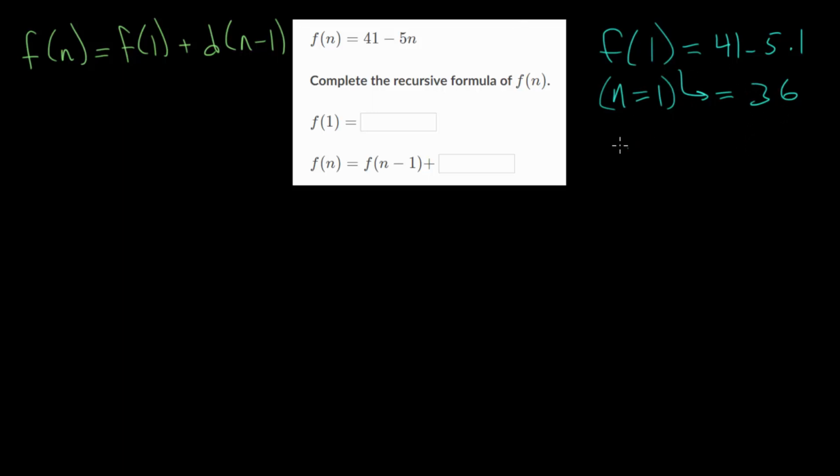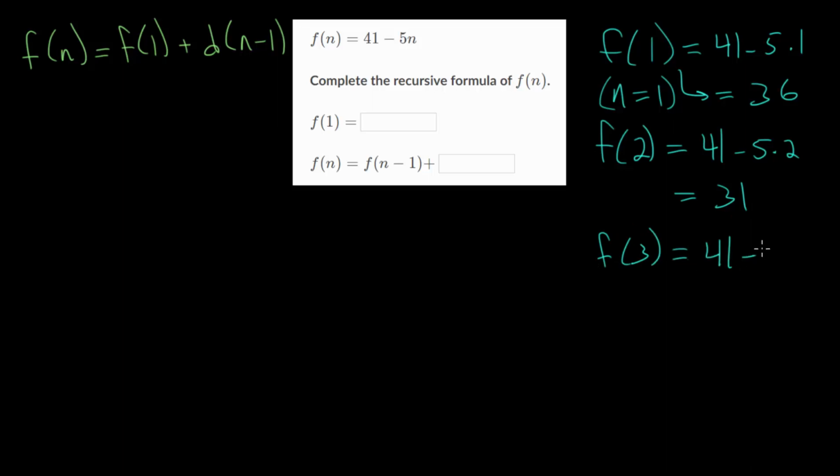And let's just do a couple more so that we can feel comfortable about this. So the second term, we would be subtracting 5 times 2 from 41. So we have 41 minus 5 times 2, or 41 minus 10, which is 31. f of 3 would be 41 minus 5 times 3. Or 41 minus 15, which would be 26.